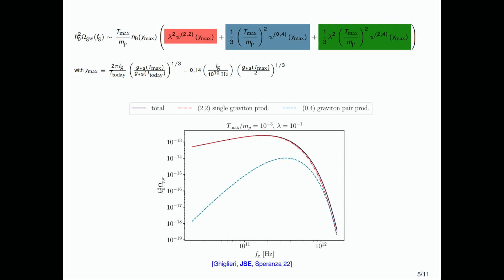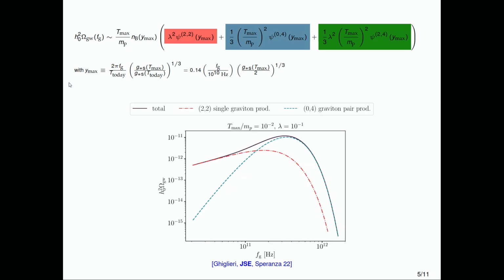Let's focus now on this plot here. You see the frequency, and you see the peak. It peaks at 100 gigahertz in the microwave regime. And we choose a maximum temperature of 10 to the minus 3, a coupling of 10 to the minus 1. In this scenario, you see that single graviton production processes dominate completely. When you increase the temperature a bit by 1 order of magnitude, you see that at some point graviton pair production processes dominate, and the total spectrum, which is shown in black, gets this particular shape.